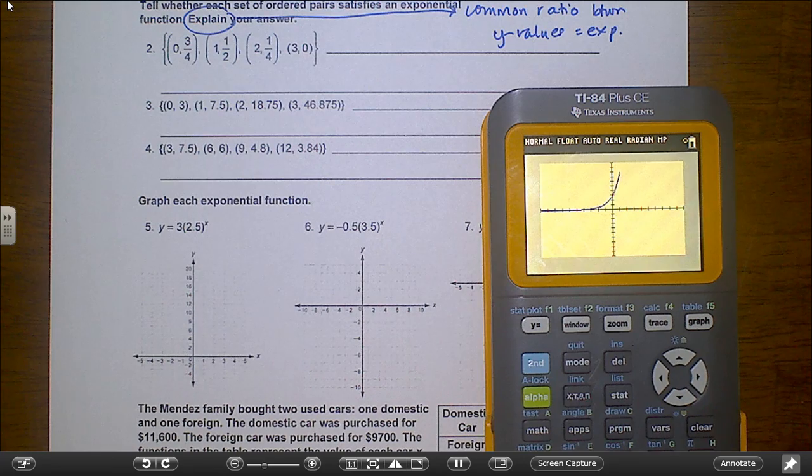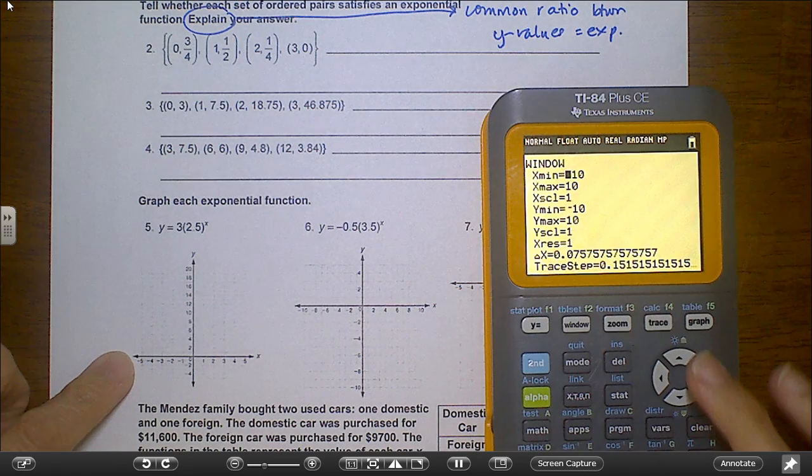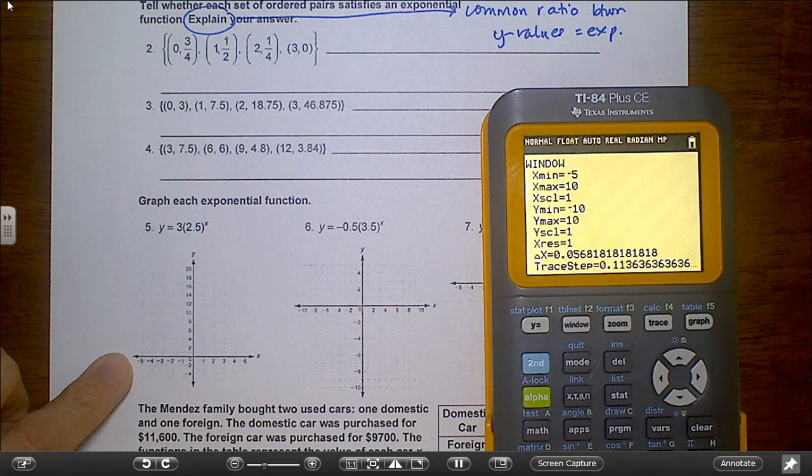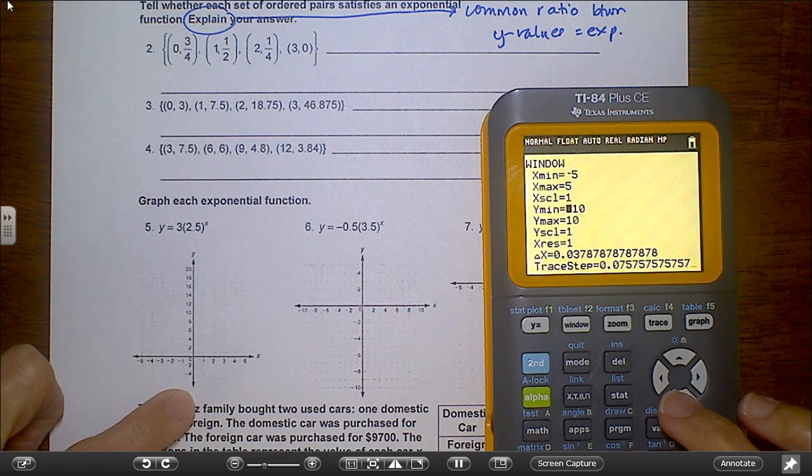And it'll look a little bit different because notice the window's different here. So it's -5 to 5. So let's change that. So x min -5, x max 5 goes by 1. Your y min looks like -8.